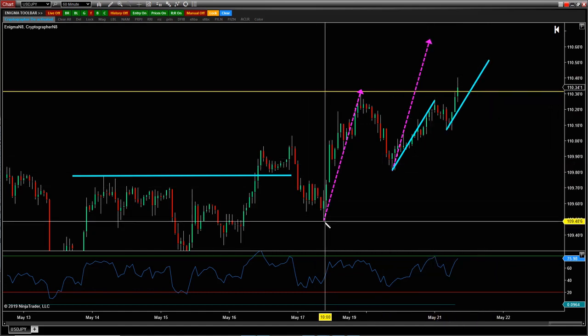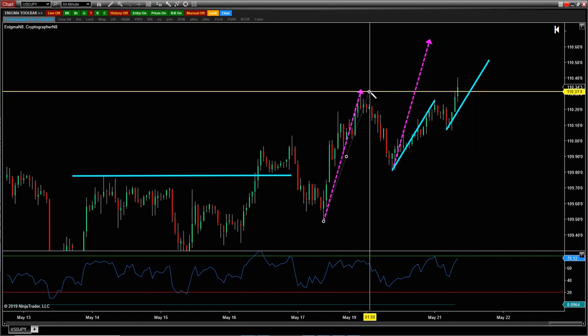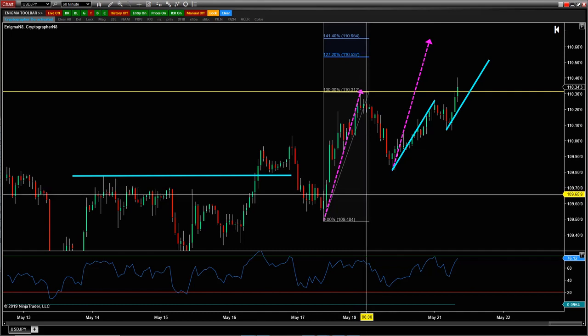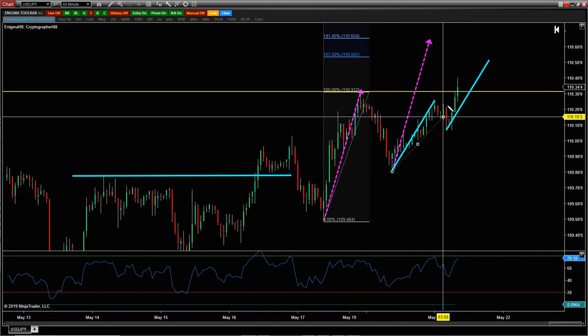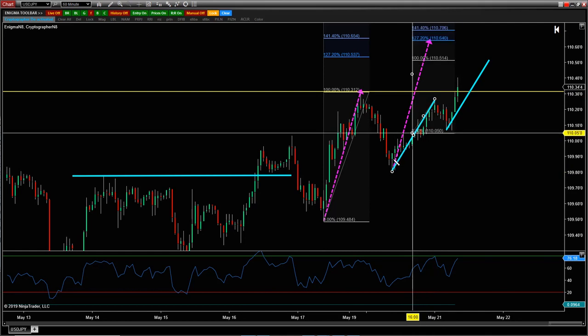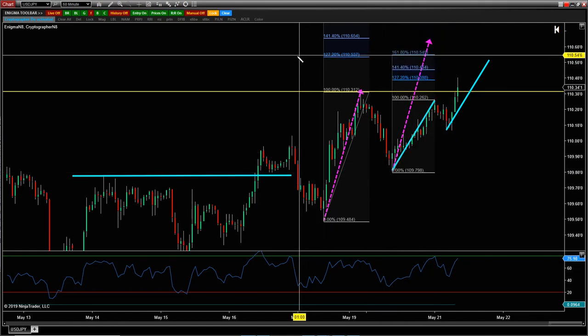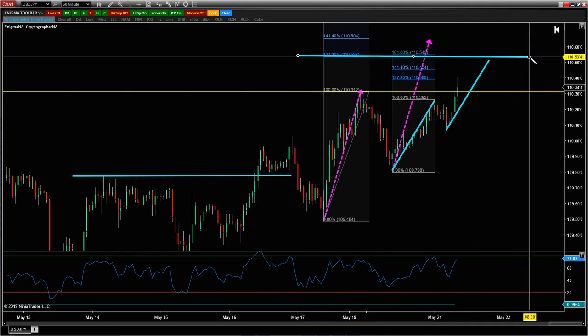So if you're looking for different levels of targets, if you're not just a structure-based person, you really want to look for Fib confluence and everything, I would take these smaller legs as well on the hourly and just see what you get in that area. You can see you get a 127 and a 1618 lining up in that same area, 110.50s.